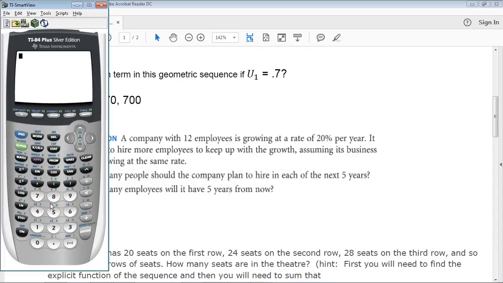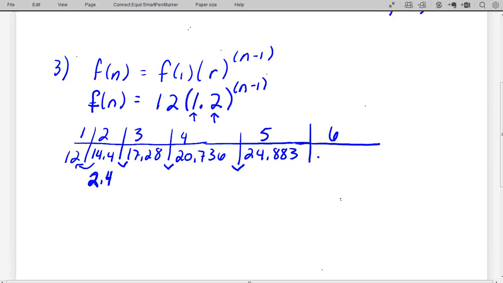And we had 12 times 1.2. We want to go up to the 6th year, so 1.2 to the power of 6 minus 1. The 6th term there is 29.86. So for that last question, how many employees will it have 5 years from now? Obviously, I would round that up to 30 employees 5 years from now.